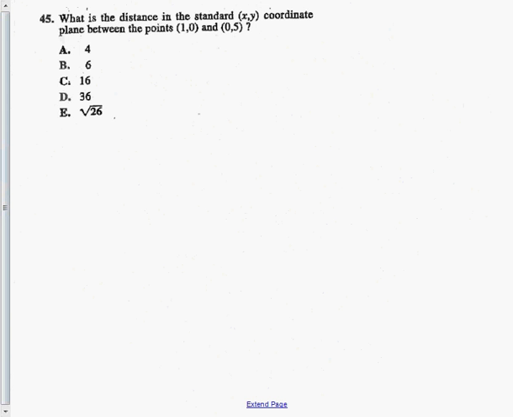What is the distance in the standard xy coordinate plane between the points (1, 0) and (0, 5)? You draw it out and look at it. So here, (1, 0) is there. This is a length of 1. And then (0, 5), that's on the y-axis. So this is the point (1, 0), and this is the point (0, 5).